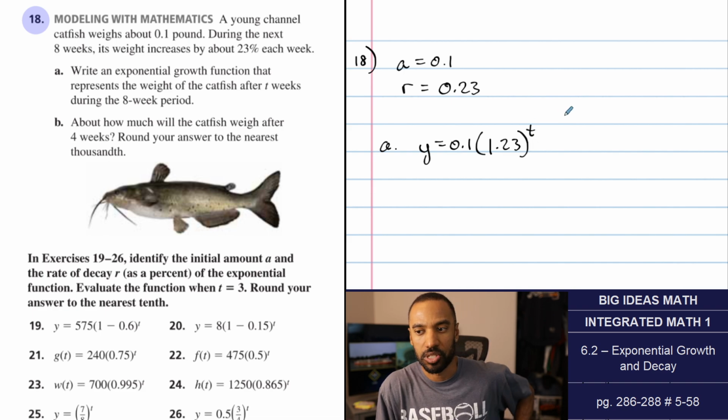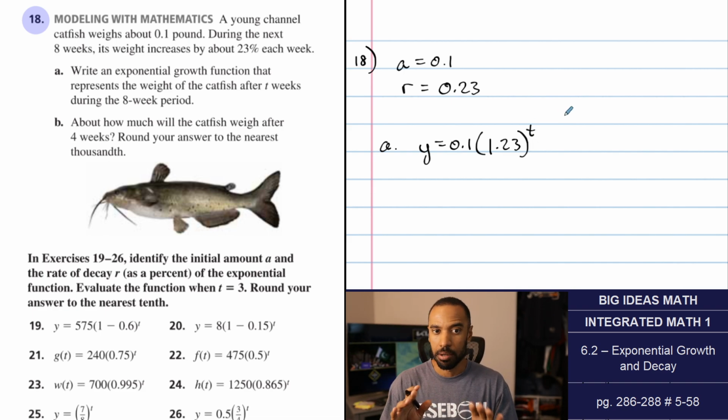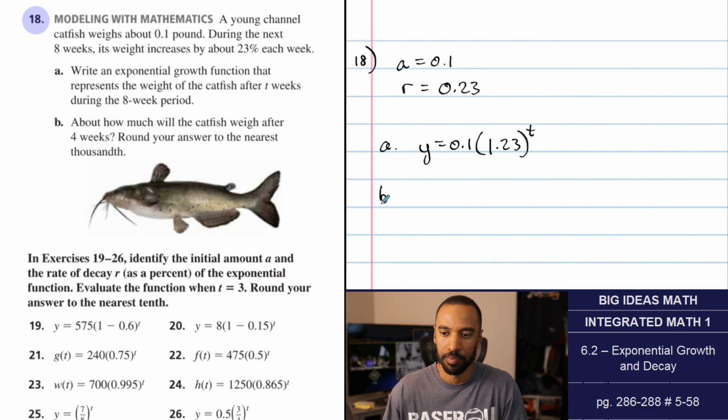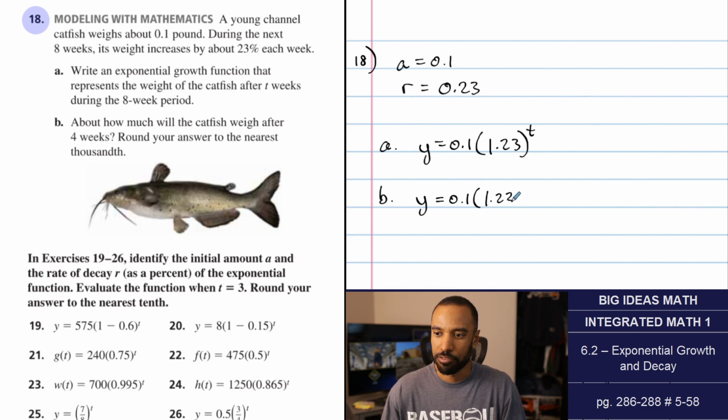Notice this t is represented actually in weeks. So I want to mention that it can change in these situations. Interest problems are always in years, and I'll make sure to remind you of that when we hit those problems. Part B says, about how much will the catfish weigh after 4 weeks? Round your answer to the nearest thousandth. So this is going to be 3 decimal places on this one. 0.1 times 1.23 says after 4 weeks.